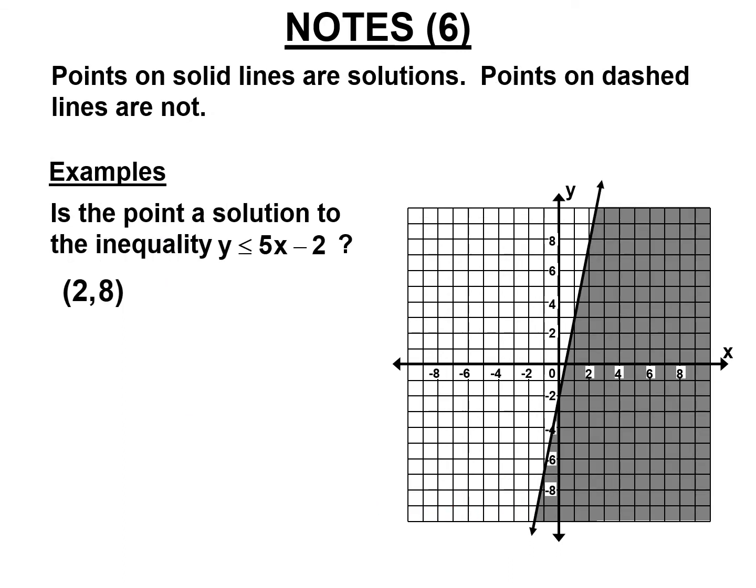All right. Points, if on a solid line, are solutions. Points on dashed lines are not. So is the point a solution to the inequality y is less than or equal to 5x minus 2? Well, here's 2, 8. Looks like it's right on the line. Let's see what happens when we put it in here. 5 times 2 is 10, minus 2 is 8. Yeah, 8 is less than or equal to 8. So yes, this is one of the many solutions to this inequality.